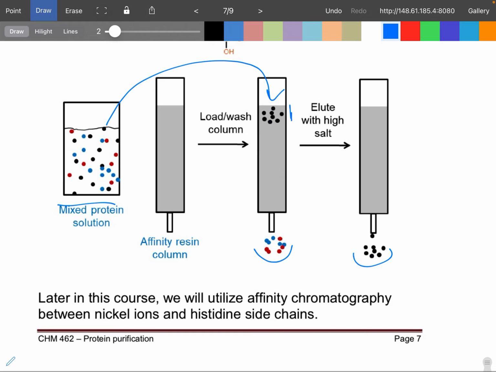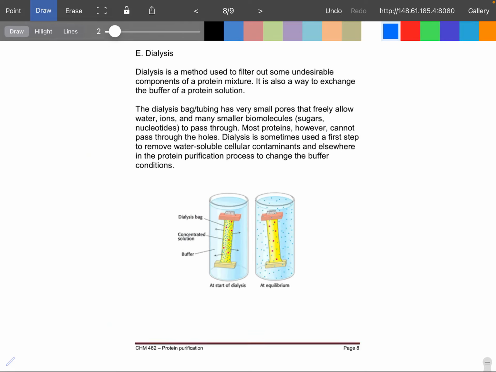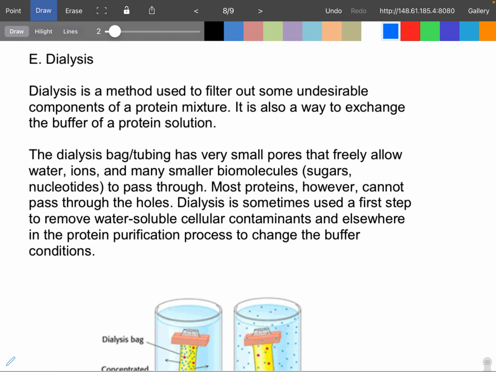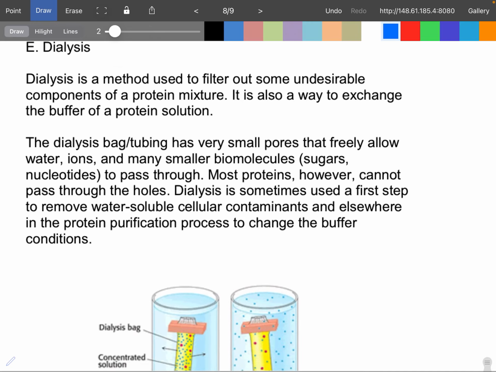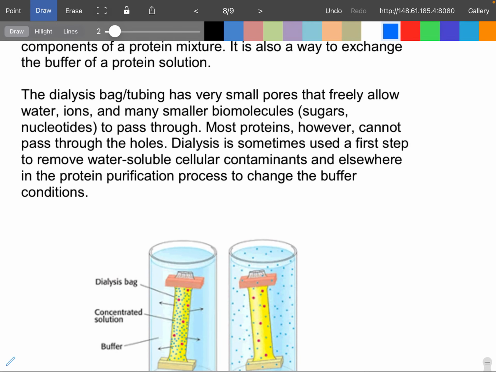Another thing that we're going to do is dialysis. This is a way to filter out undesirable components or exchange buffers. In a dialysis bag shown here, we'll have very, very small holes. And so things like salt and buffer molecules can get on through, and of course water can move on through those holes, but proteins are too big. Proteins cannot get through those holes.